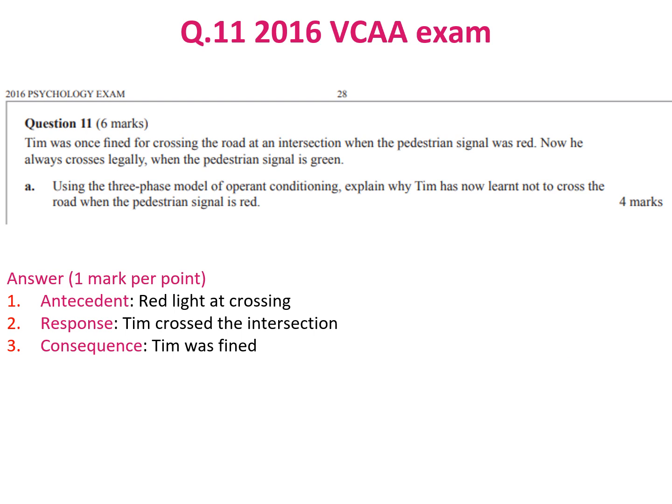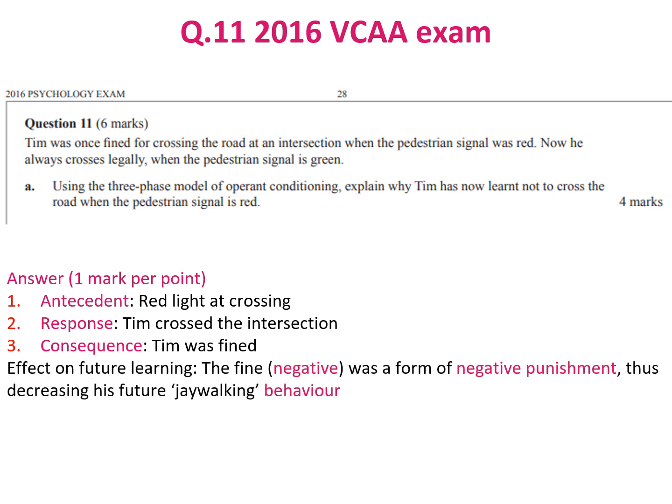It's 4 marks. The 4th mark was for emphasizing the fact that this is a type of negative punishment. The fine, we've removed some cash. And why do we do that? To try and decrease his future jaywalking behavior.